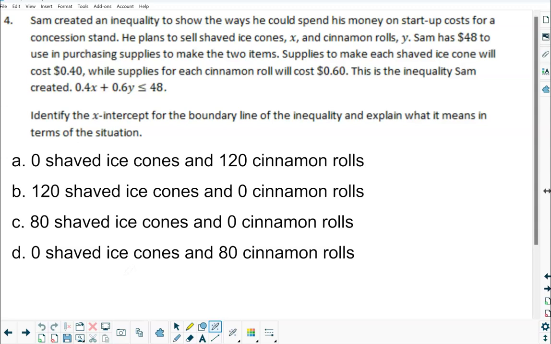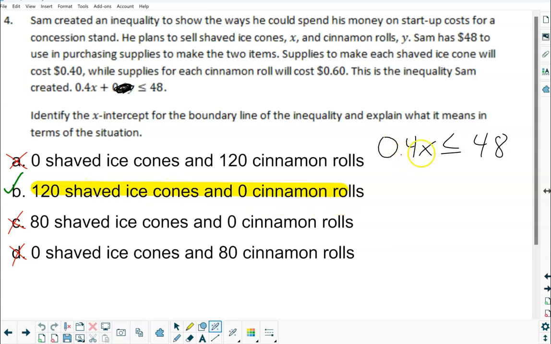Okay, so the correct answer here is going to be B, 120 shaved ice cones and 0 cinnamon rolls. So if we go back a slide here, if we cover up the Y here, that's going to leave the 0.4x. That's 0 for Y. So since Y is the cinnamon rolls, we're saying 0 cinnamon rolls. How many ice cones can we get, right? So it's 120 shaved ice cones and 0 cinnamon rolls.